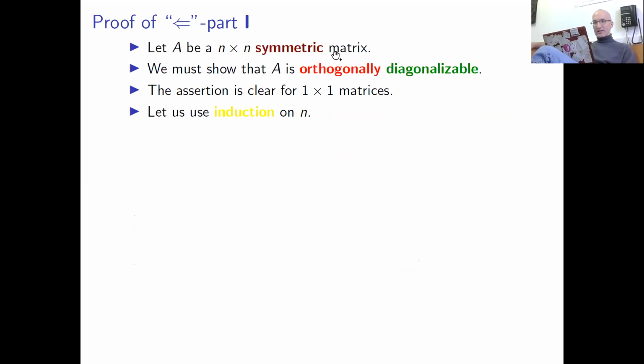Okay, so let's prove. We fix an n times n symmetric matrix. We want to show that it's orthogonally diagonalizable. We want to do this by induction on n. The base of induction is 1 times 1 matrices. 1 times 1 matrices are symmetric by definition, and they are diagonal by definition. So because of that, there is nothing to prove. Anyway, the assertion of our theorem is definitely true in this case. So this is the base of induction.